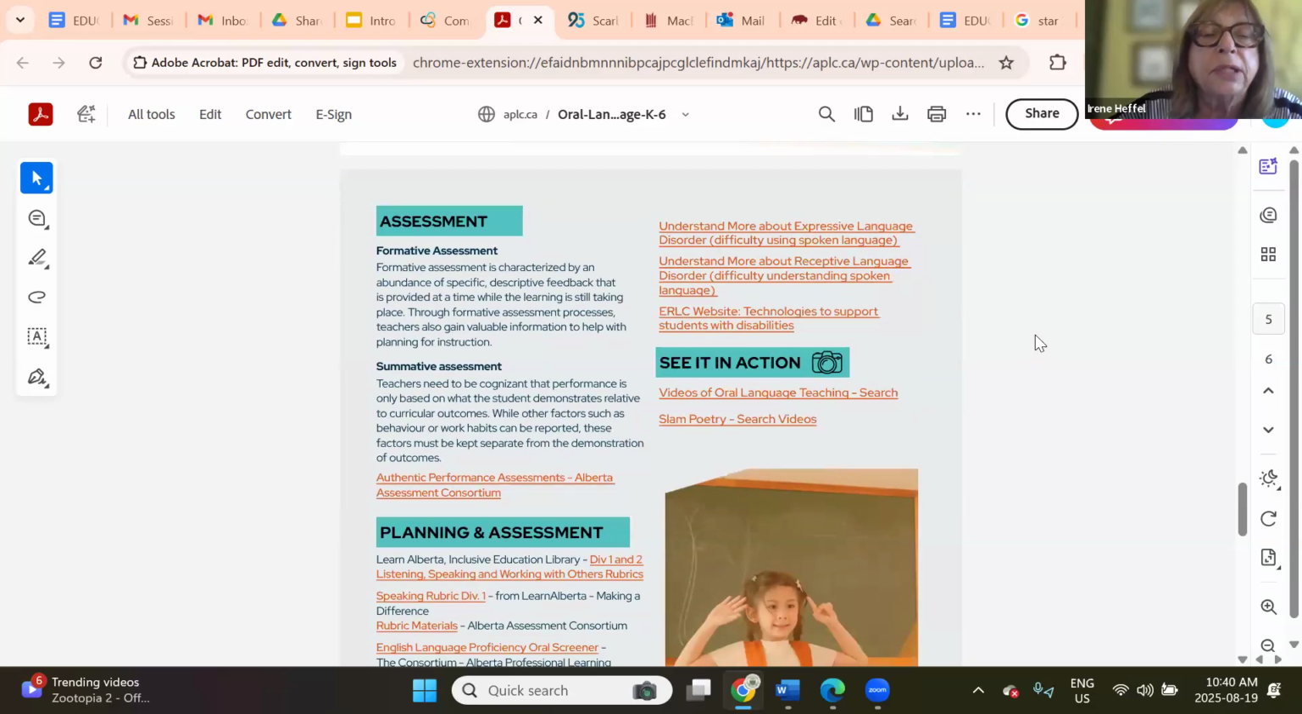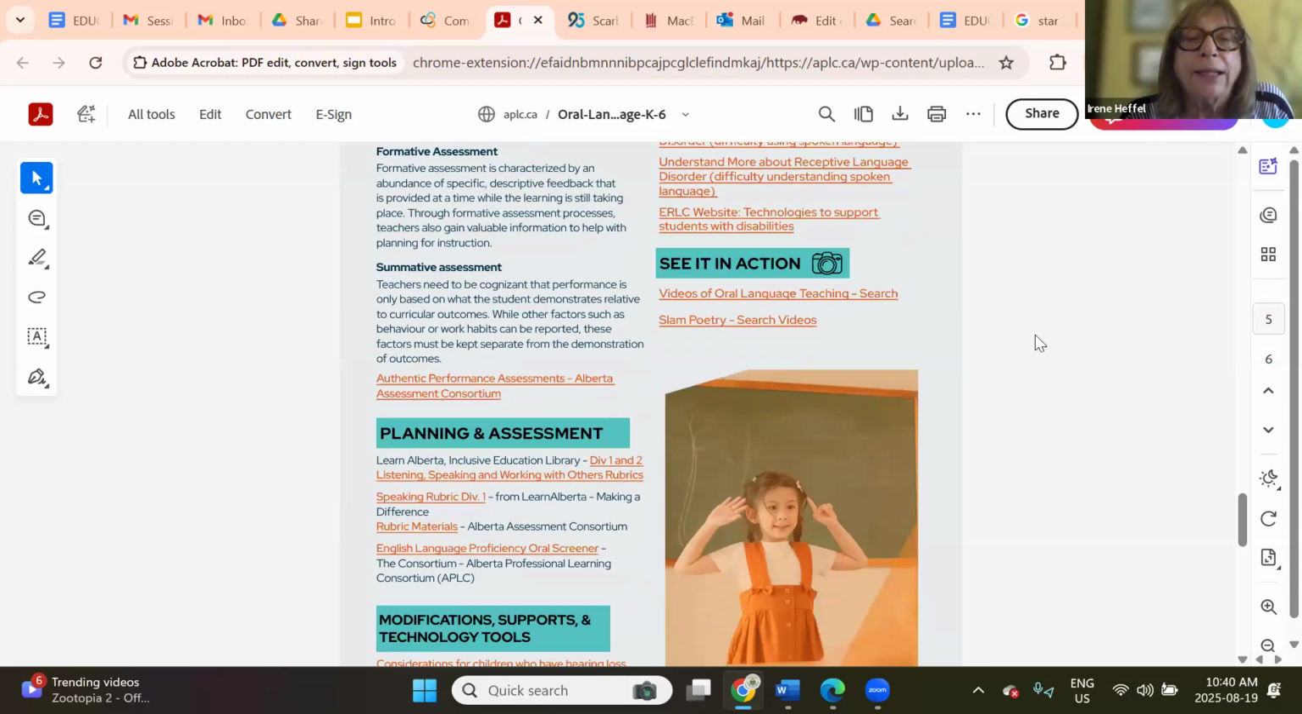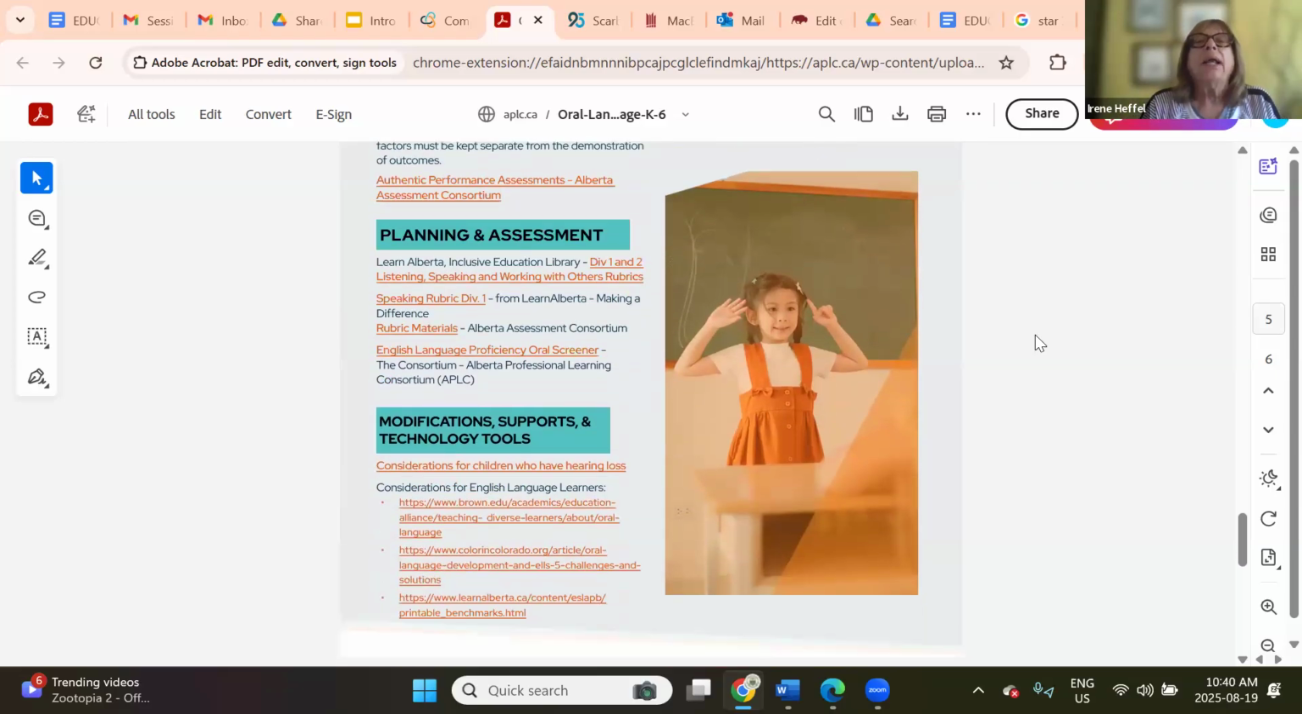So with assessment, of course, formative and summative, authentic performance assessments from the AAC, from Alberta Assessment Consortium. We can't forget that. And how do we plan with assessment in mind as we do this work, not one and then the other? Some links and an area that provides modification, support, and technology too.